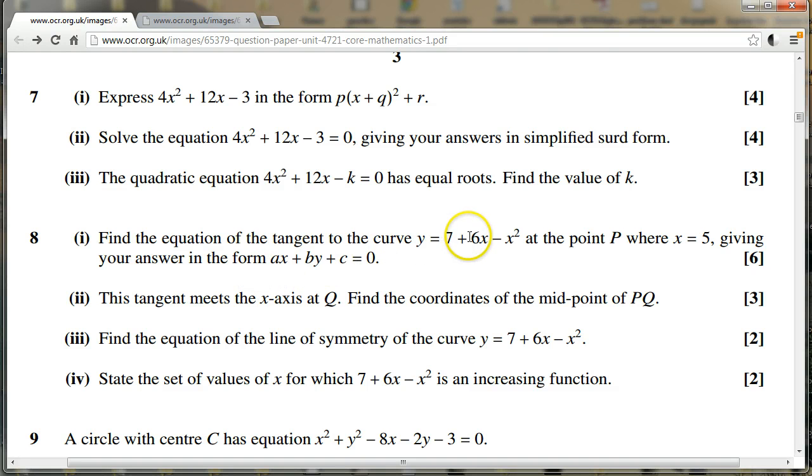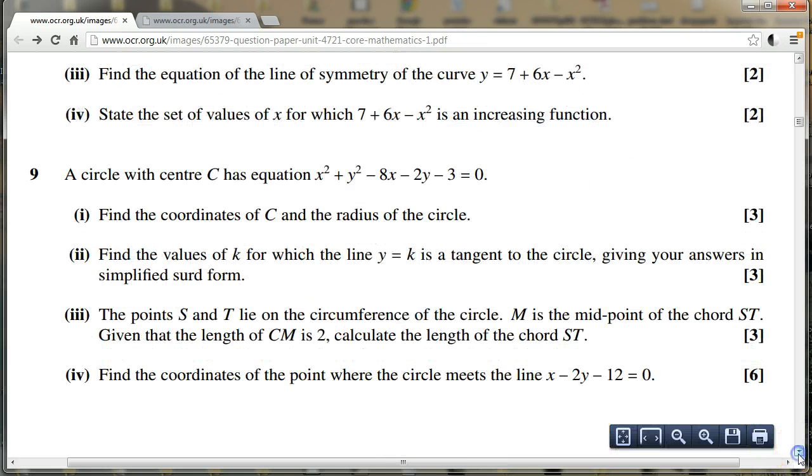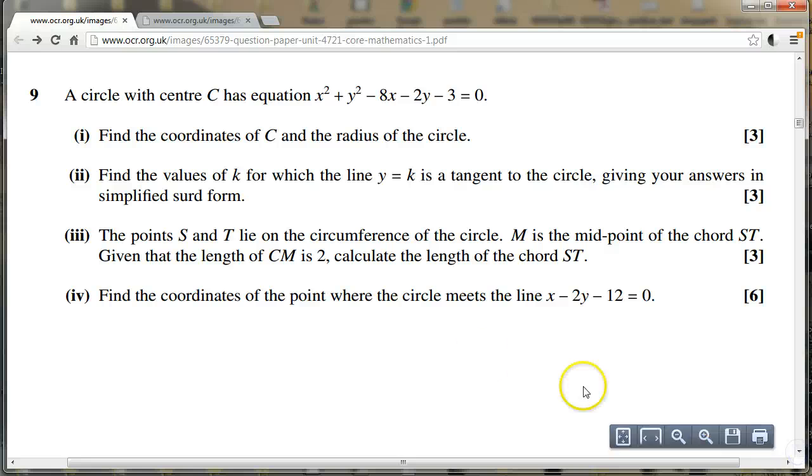We've got a quadratic curve, minus x squared, so it's an n-shaped curve. And we've got a tangent at a point. Find the tangent at that point. And then it meets a point Q, on the line of symmetry of this equation here. And then increasing function: well, we need to get dy/dx, find out when it's positive, and then we can find that set of values there. And then question 9 is here.